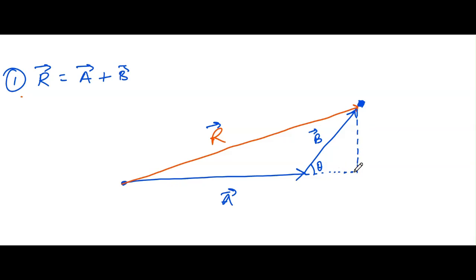We can extend this A to meet the perpendicular at a point. Let's say this point is O, this point is P, this point is Q, and this point is M. So now we have triangles, and based on their sides, we can get the magnitude of this vector R.